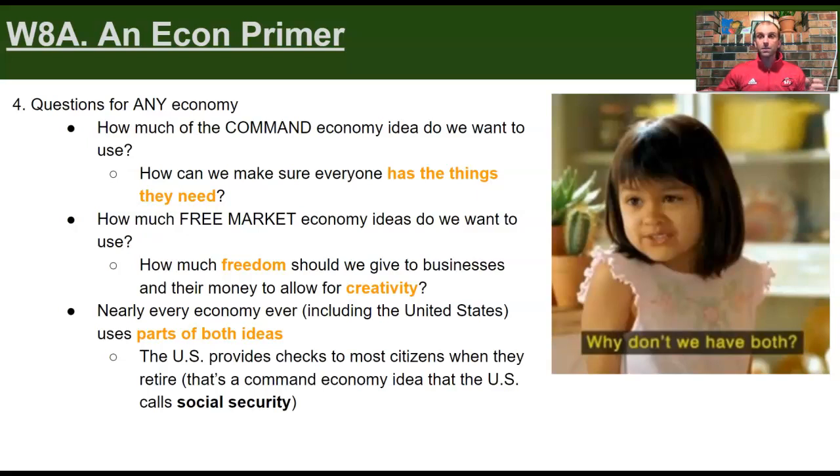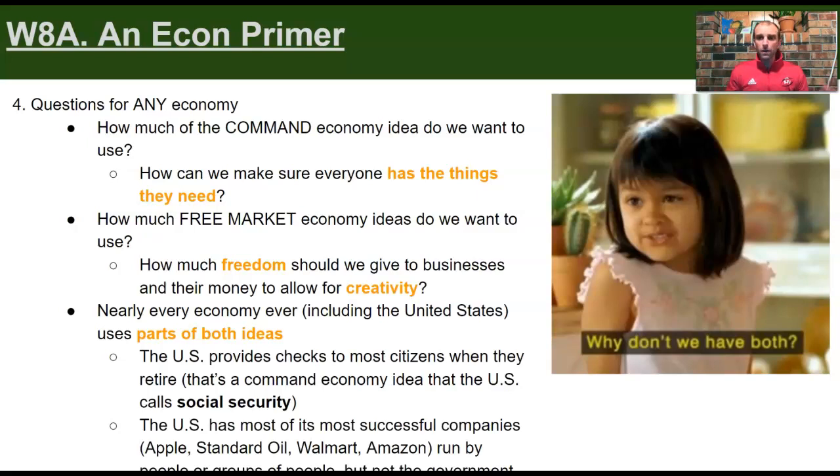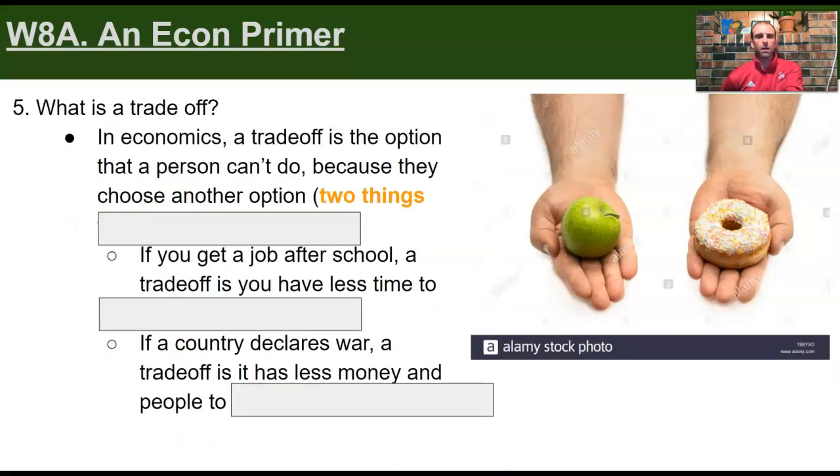So in the United States, we have some ideas that come from the command economy. We also have a lot of ideas that come from the free market economy. The majority of the United States' ideas come from the free market economy. All those big American companies are generally run by people or groups of people, and the government can't tell a particular company what to do in general. Of course, there are exceptions. So those are the questions that any economy has to answer. How much of the command economy ideas do we want to use? How much of the free market ideas do we want to use?